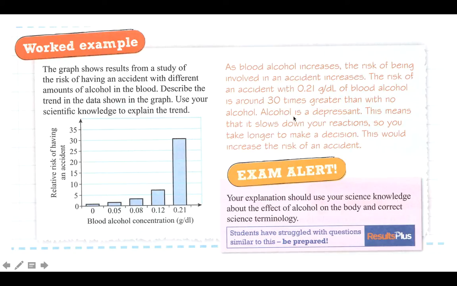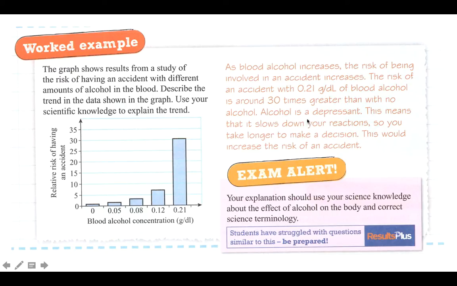They've then gone on to say that alcohol is a depressant. This means that it slows down your reactions, so you take longer to make a decision. This would increase the risk of an accident. Okay? This is really important. This is the fact that they've noticed there's a correlation. They've used numbers from the graph to explain it. When it says use the graph, always give numbers.